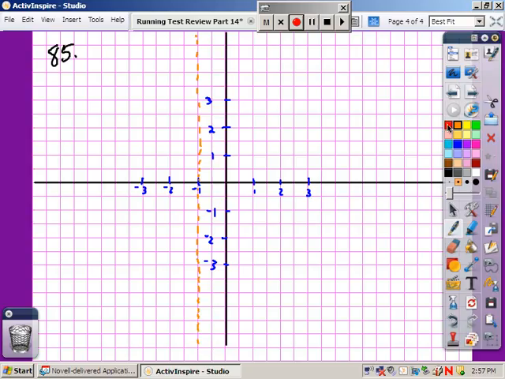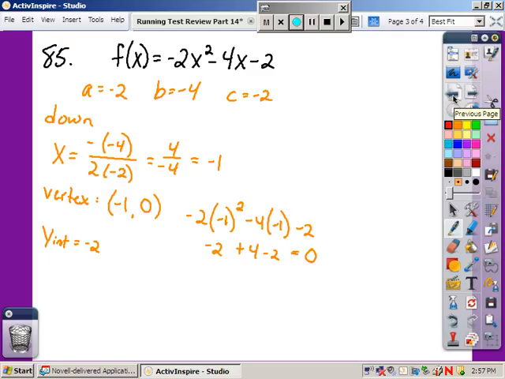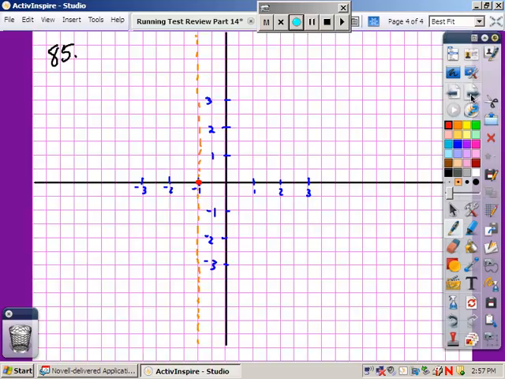I noticed in class that a lot of people were worried when they got this -1, 0 value. So the vertex is right on the x-axis. That's not a big deal. The y-intercept was -2. So we put a point there. 2 blocks away on this side, we put a mirror image point, and we can draw our graph.